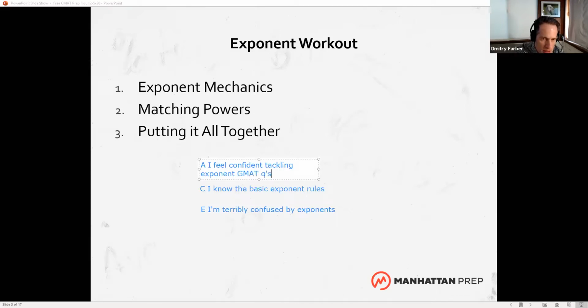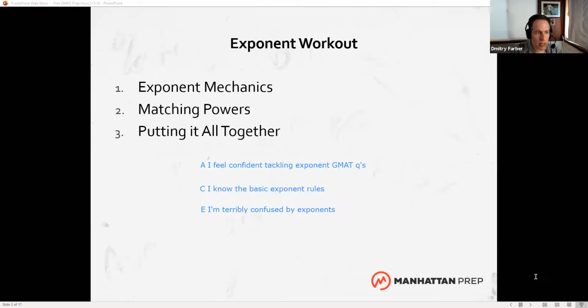GMAT questions, not just the basics. Okay, I see a range. No one's polling in like, hey, what's an exponent? But I've got a bit of a range here. A lot of you feel like you're in the middle. So let's do a quick review of our rules. Most of you are saying you know the basics, so I certainly don't want to use up our workshop on that, but I want to give you a few minutes to just make sure that we know those moves.